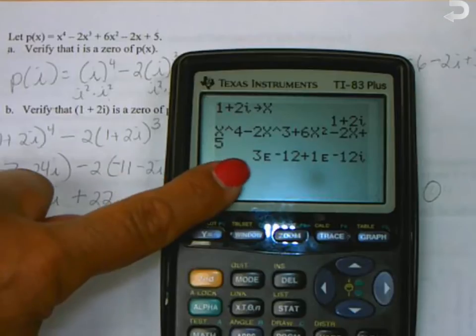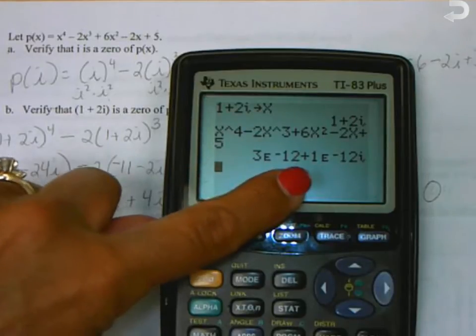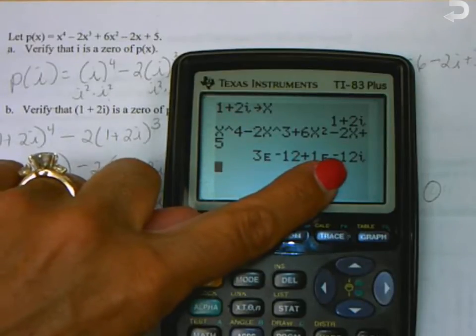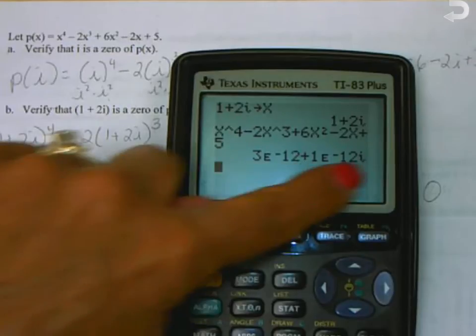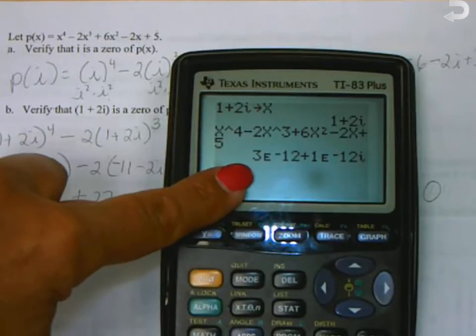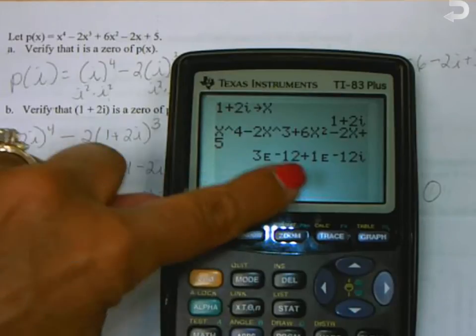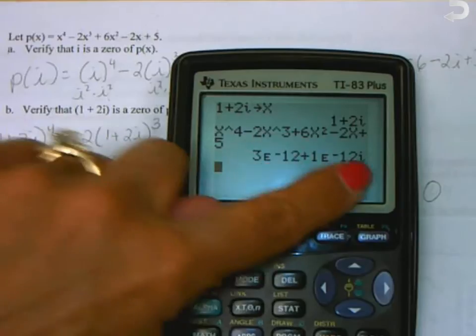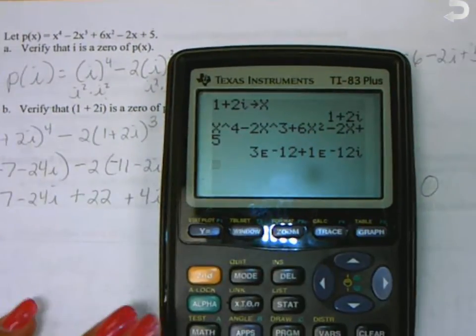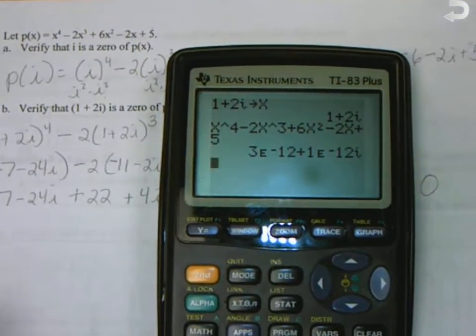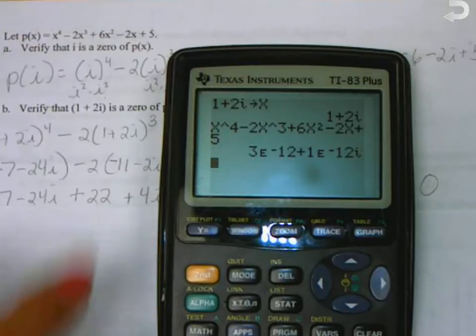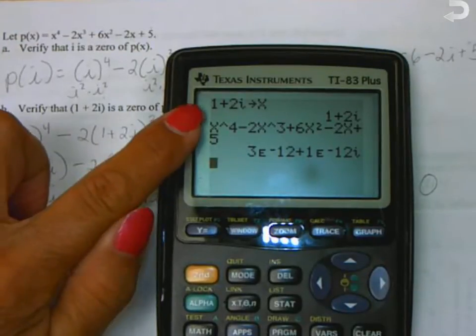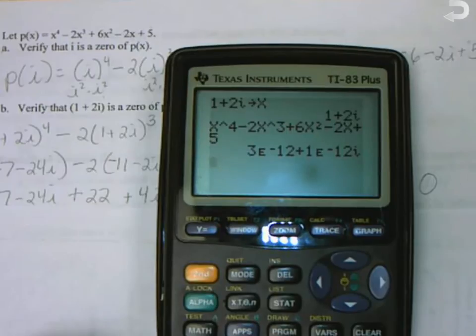And I can see that these values didn't come out to be exactly 0. These are some rounding error on my calculator. But that is 3 times 10 to the negative 12th power plus 1 times 10 to the negative 12th power i. Rounding error is occurring on my calculator, but that's basically 0. All right, so we do have a little bit of error shown here. Now, as I said earlier, because of having real coefficients, the complex conjugate of this 1 plus 2i is also going to be a zero.